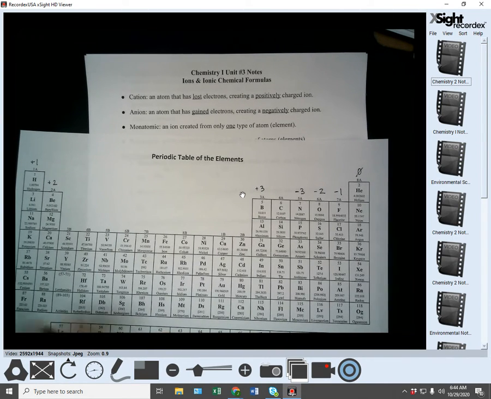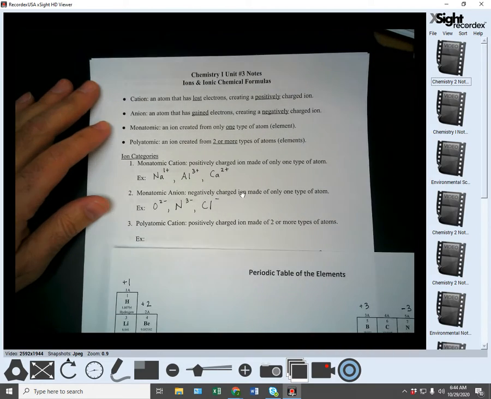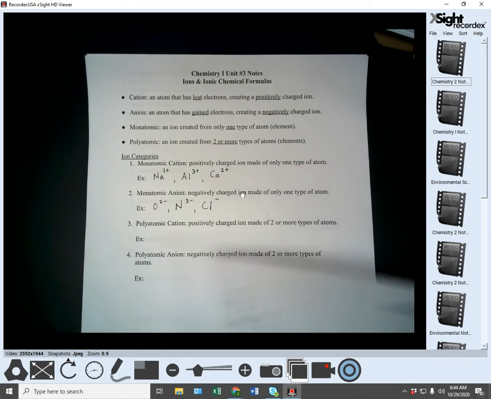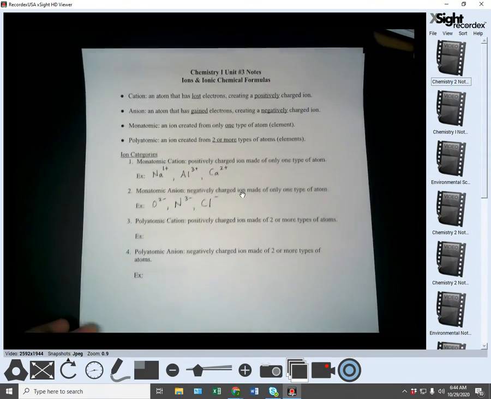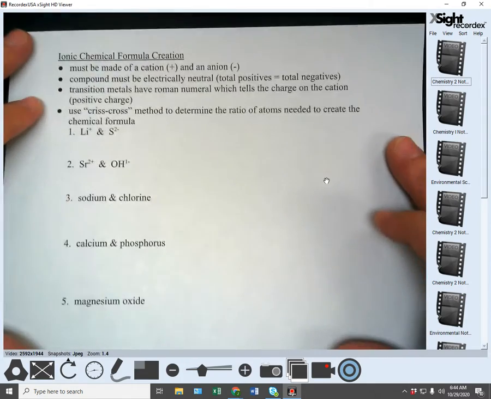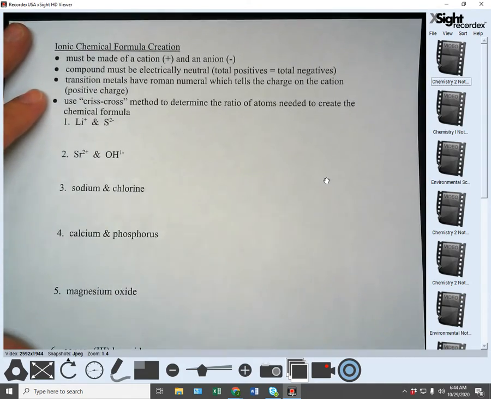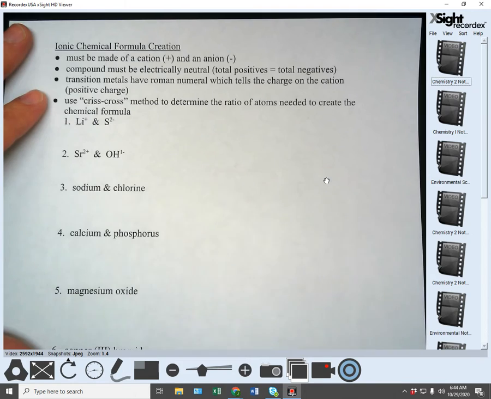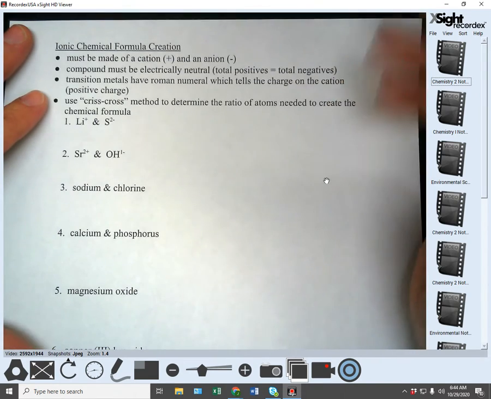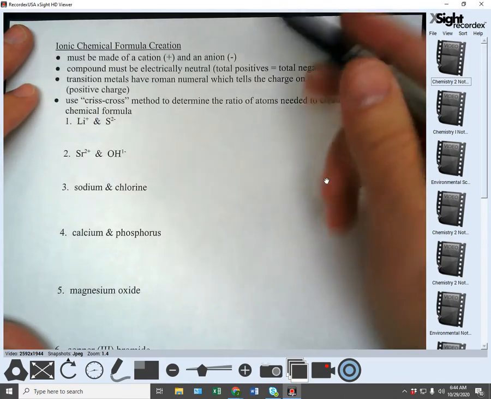Okay. All right. Now, I'm going to flip this over now. Go to the back. Okay, ionic chemical formula creation. This is actually making the formula, making a compound from the ions.